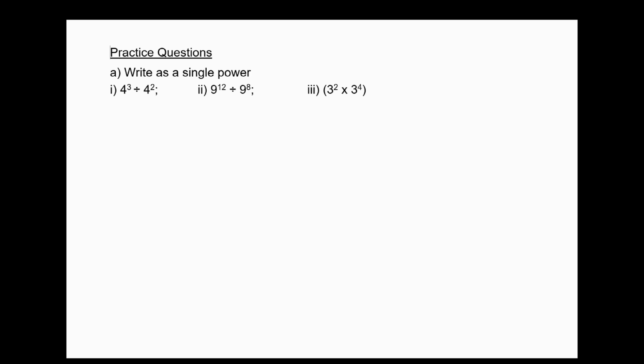Here are the answers. The first question, we have 4 cubed divided by 4 squared, which is going to be 4 to the 3 take away 2, which is 4 to the power 1, which is just the same as 4. 9 to the 12 divided by 9 to the 8 is going to be 9 to the power of 4, and we needn't simplify it because I just want you to write it as a single power. And lastly, 3 squared times 3 to the 4 is going to be 3 to the power of 6.